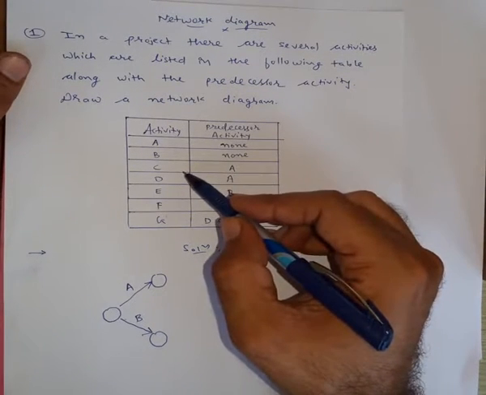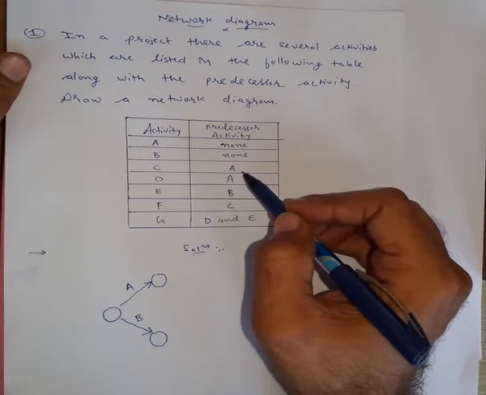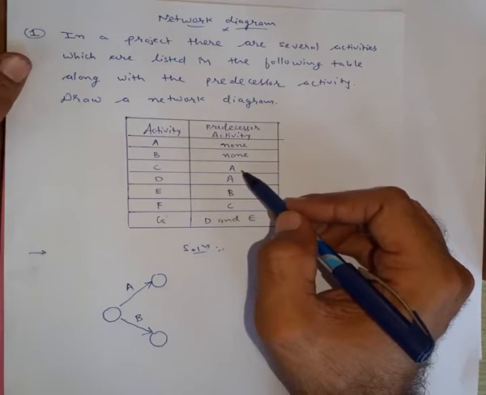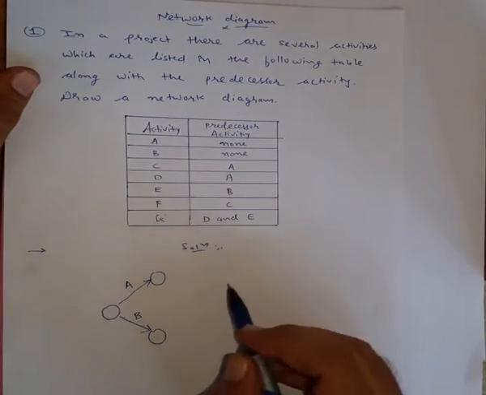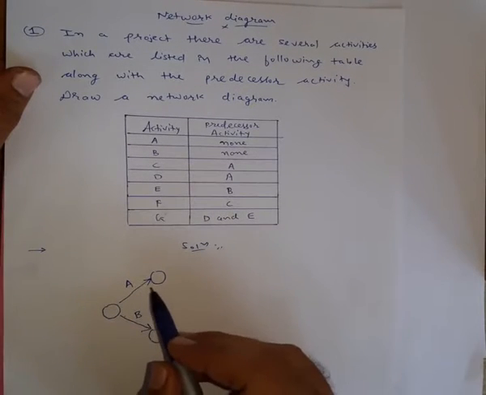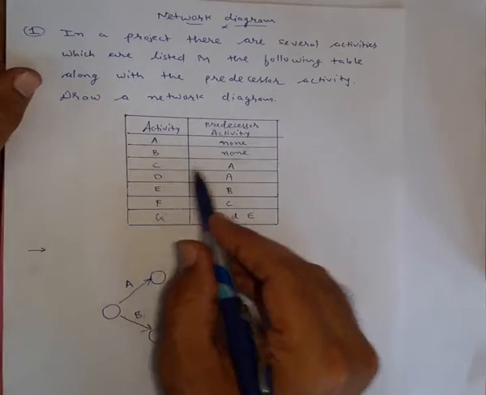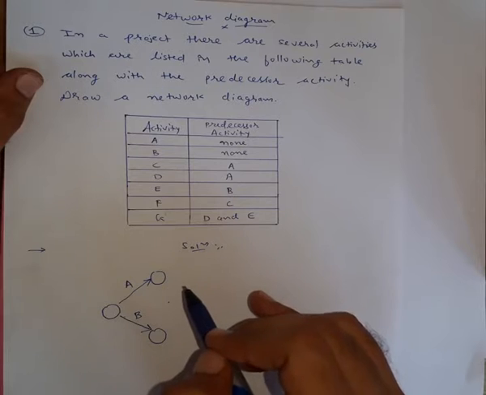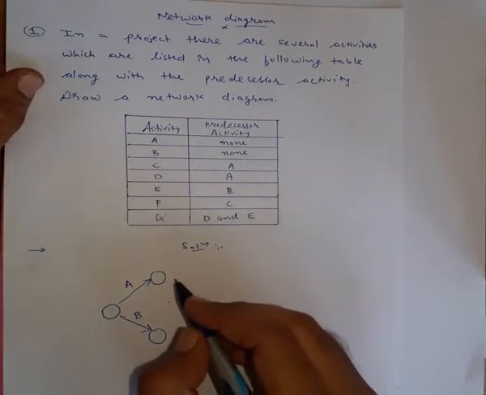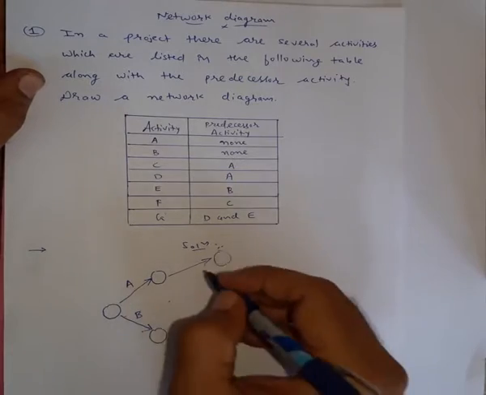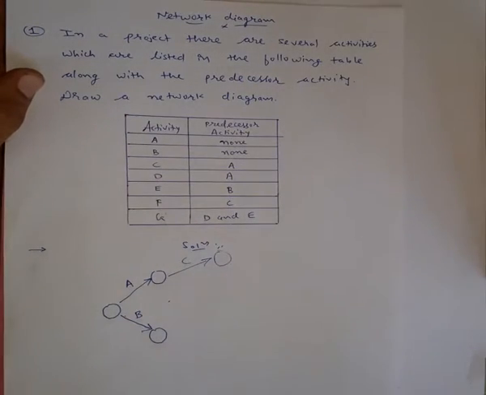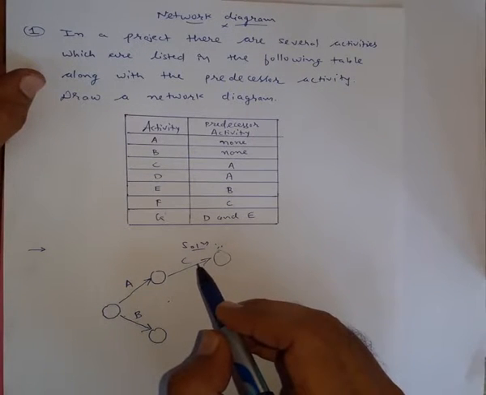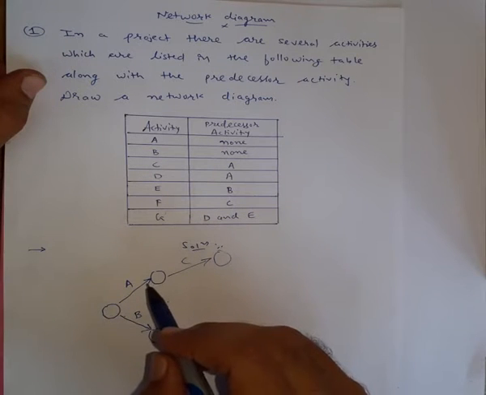Now coming to activity C, the predecessor activity is A. That means you can start activity C only when activity A has been completed. So here you can see in the network activity A is completed over here. Now this activity C depends on A, meaning after the completion of activity A, we can start activity C. So I have drawn this activity C. From this you can see that here activity A is completed, and only after that can you start activity C. So it is dependent on the completion of activity A.